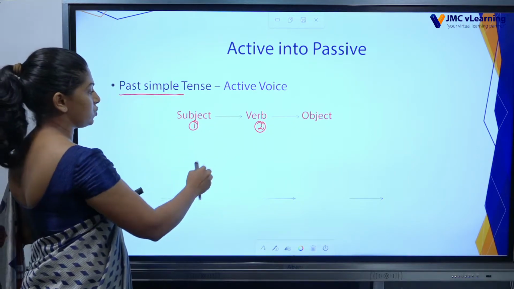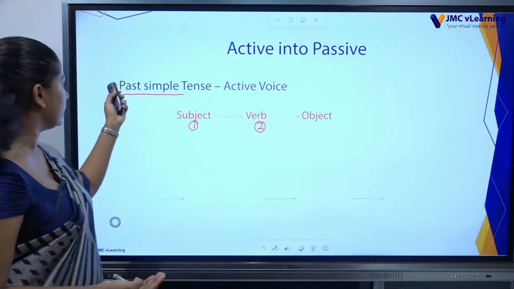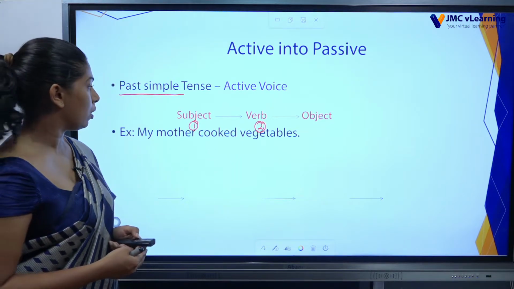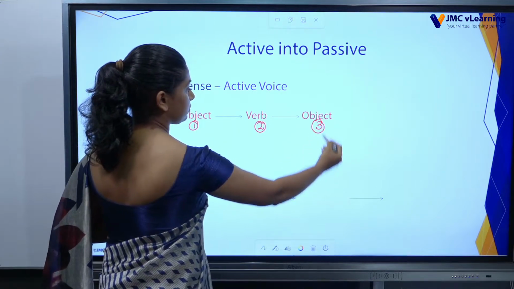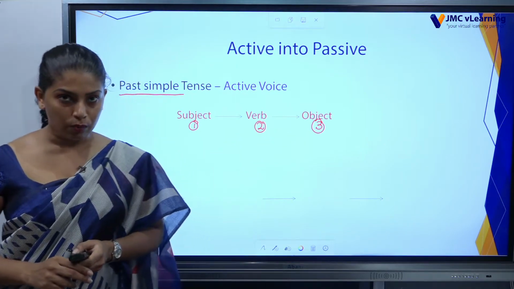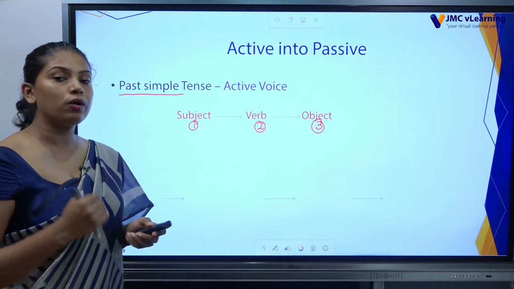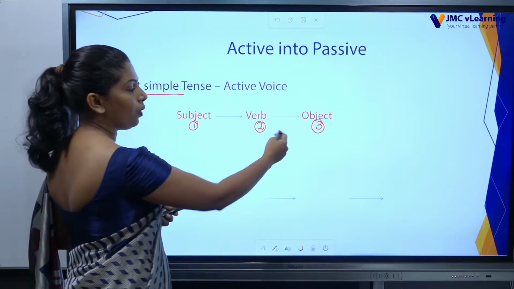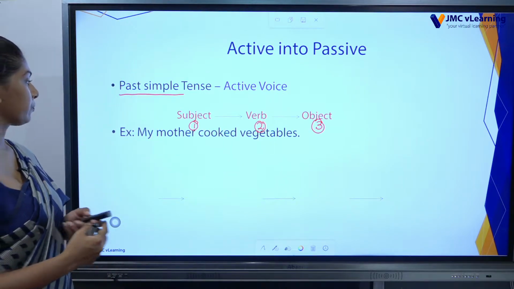Past simple tense, active voice: first we take the subject, then the verb, and the verb should be in the past. Then we talk about the object. After the verb we discuss the object. So in active voice, first subject, verb, object, and if we are going through the past simple tense, the subject and the verb in past, then the object. Right. Here is an example.